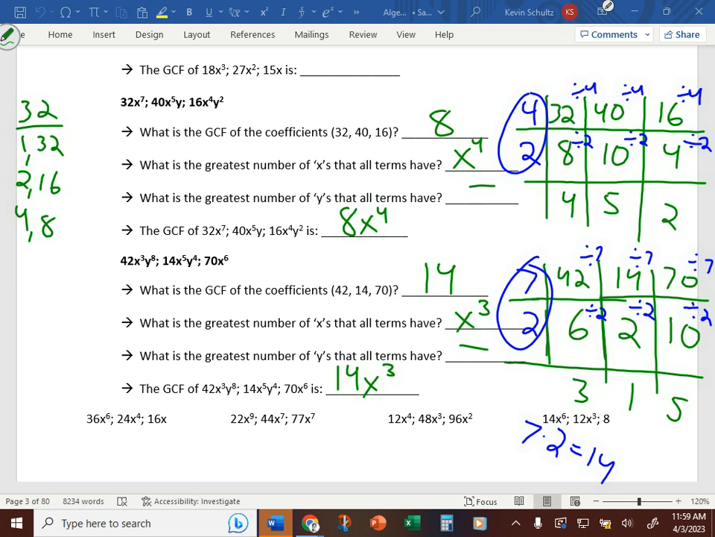Homework for tomorrow is to finish out CO44. I told you we could do it. I believed in us, and we did it. Looking at that GCF, those coefficients, and then those x's as well.